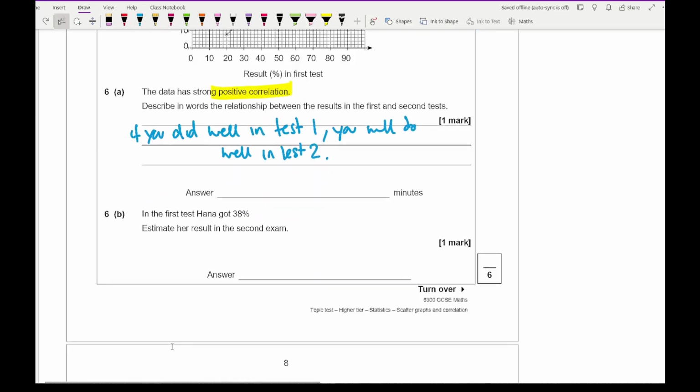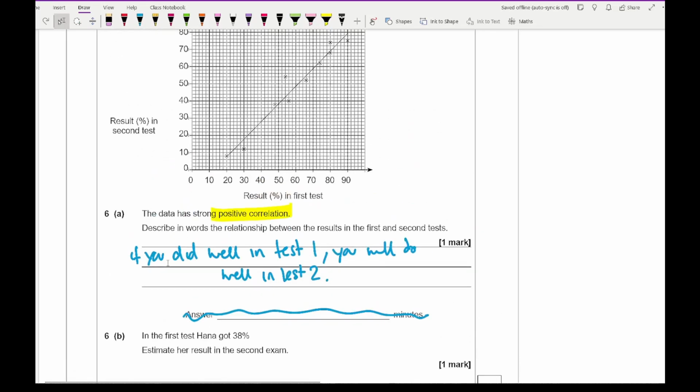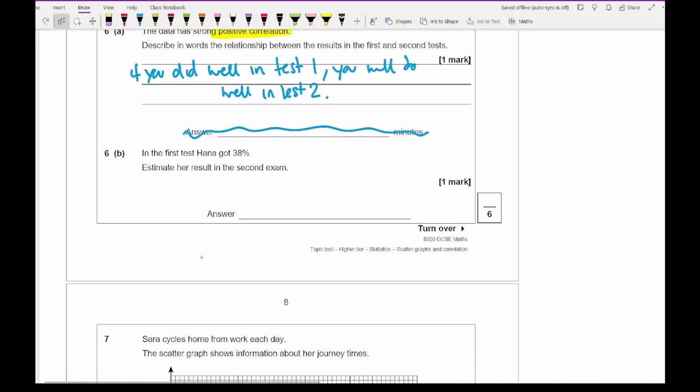Then moving on to question 6b. I don't know why it says answer in minutes, but we can get rid of that. Then it says for 6b, in the first test, Hannah got 38%. Estimate her result in the second exam. So what I need to do then is on the first exam, find 38, which is about there, and then project up till it hits the line of best fit. Then as soon as it does, go horizontal, and it's this number that I want, which I make out to be around about 26.